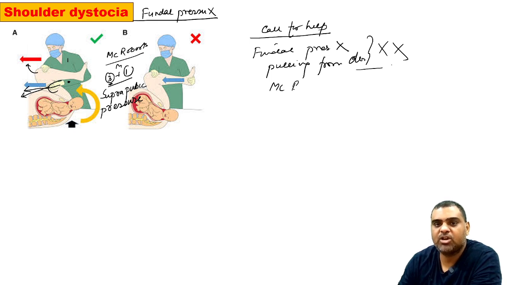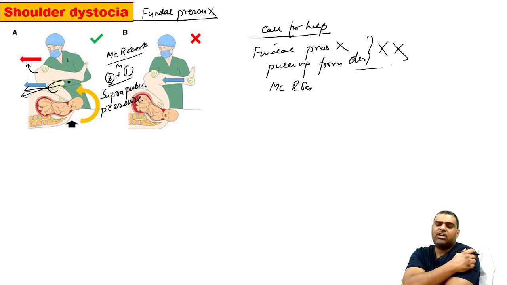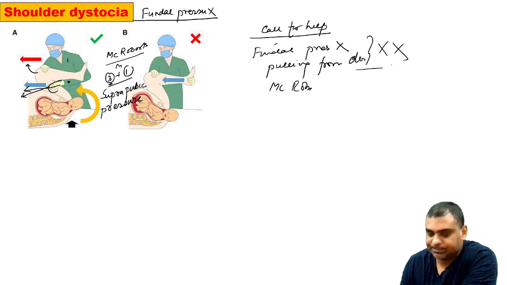And then you will follow the McRoberts maneuver, where 4 people will be there. Two of them will hyperflex the thighs and hyperabduct the thighs, and one will give the suprapubic pressure. Suprapubic pressure is allowed, but not fundal pressure. So this is what is called the McRoberts maneuver.